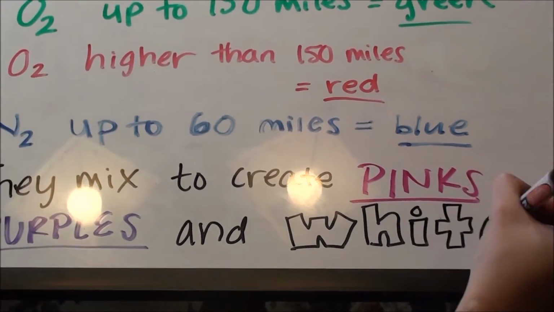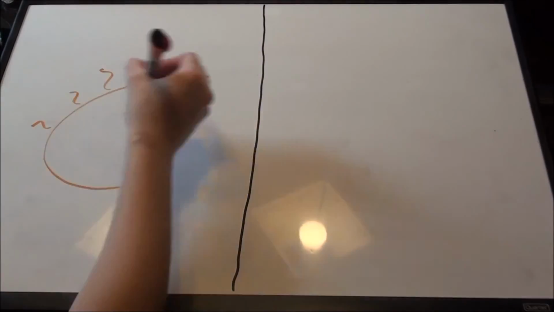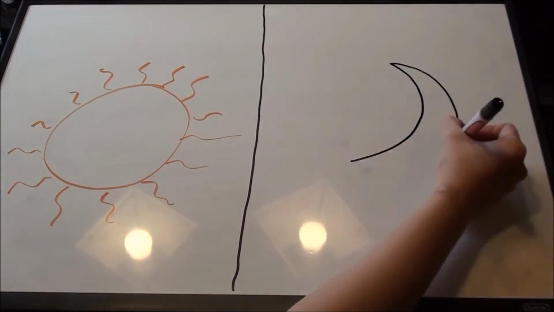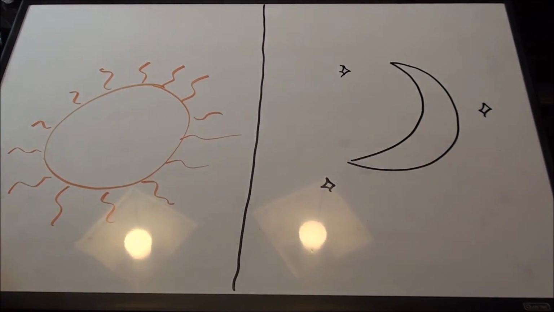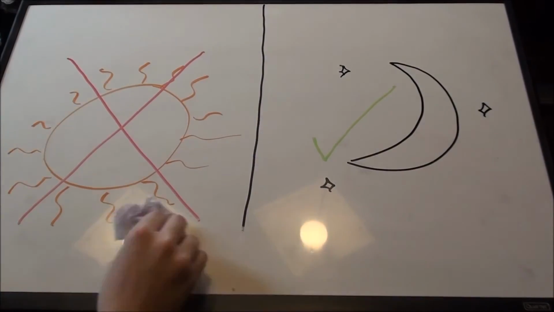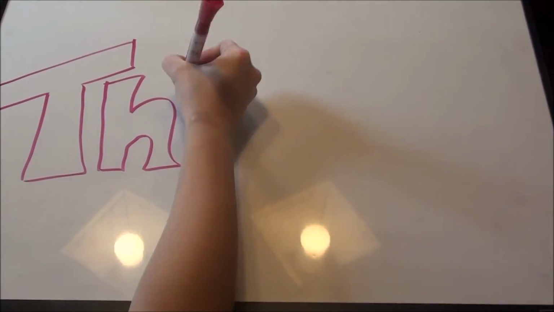The Aurora Borealis is always occurring because we are always being bombarded by solar storms, but you can only see the phenomenon at night because at daytime the sun outshines the Aurora Borealis, so you can't see it. And that's the physics behind the Aurora Borealis. Thanks for watching!